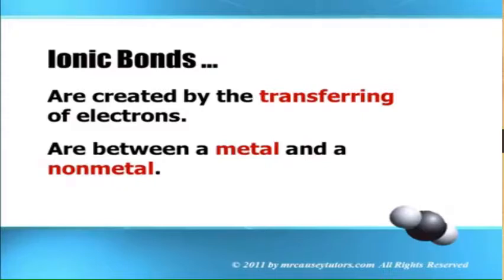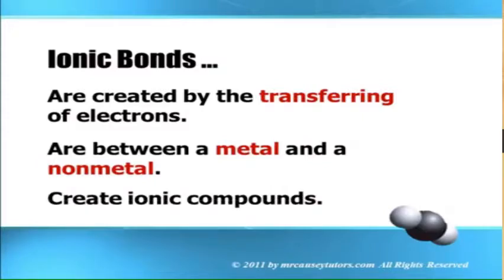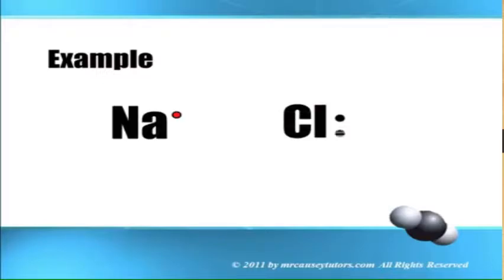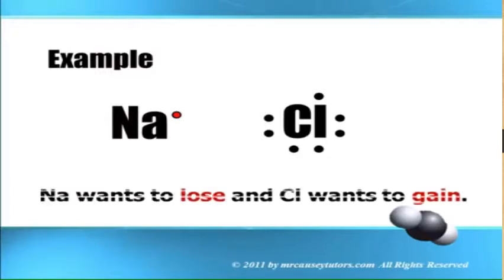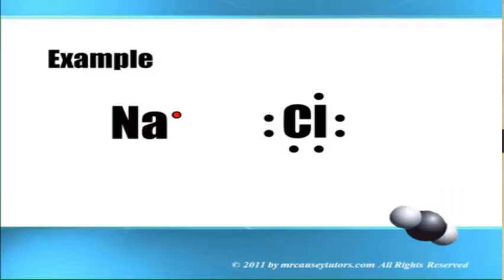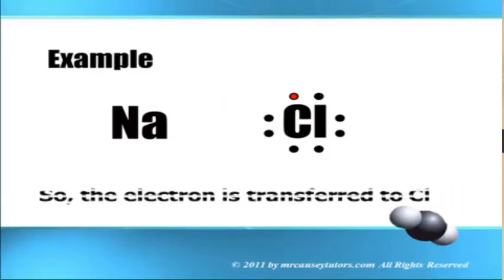And usually it's between a metal and a nonmetal, and they create ionic compounds. Example, there's sodium and chlorine, and you'll notice here that sodium wants to lose and chlorine wants to gain. That's perfect. So sodium is going to give up its electron, and so the electron is transferred to chlorine, and when that happens we create 2 ions.